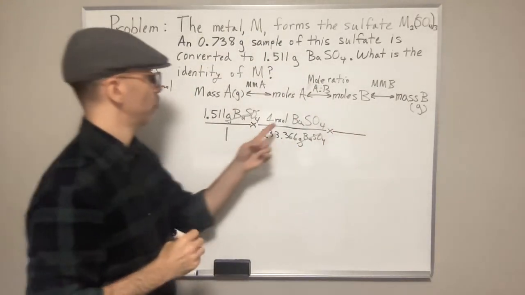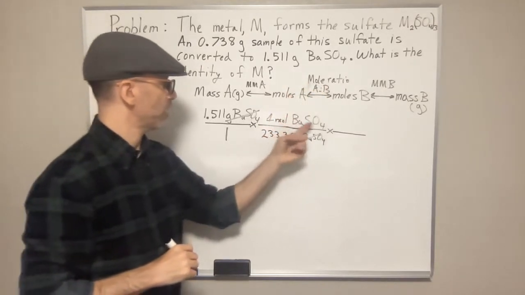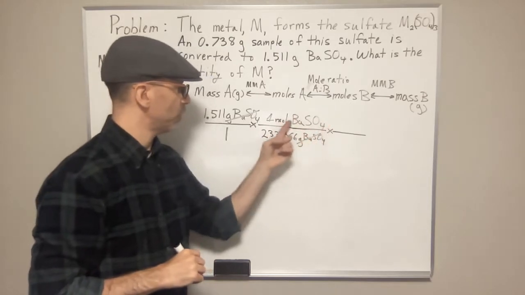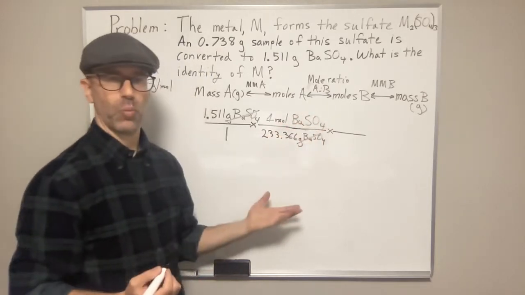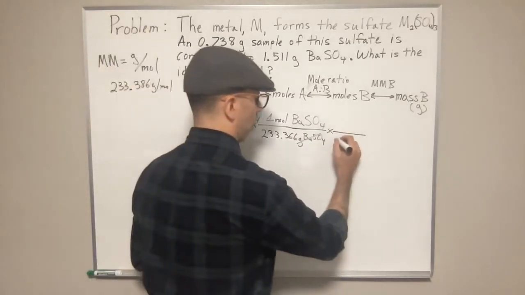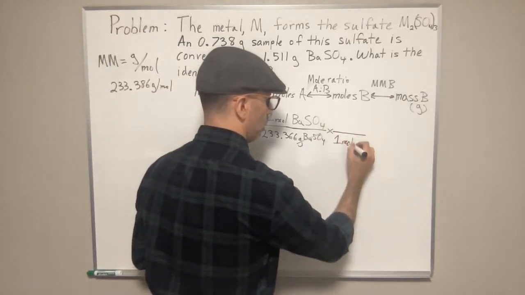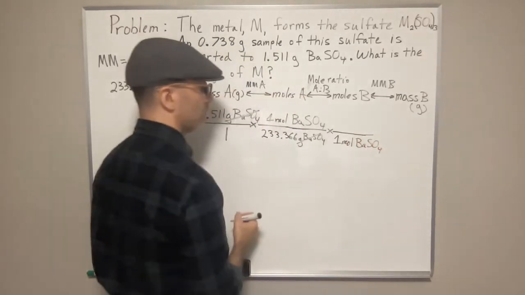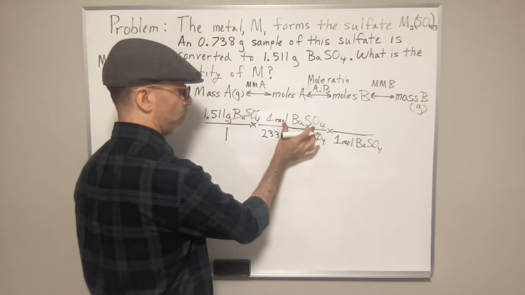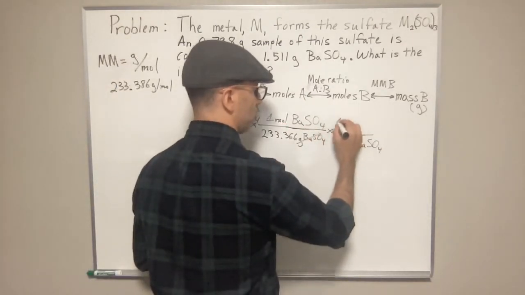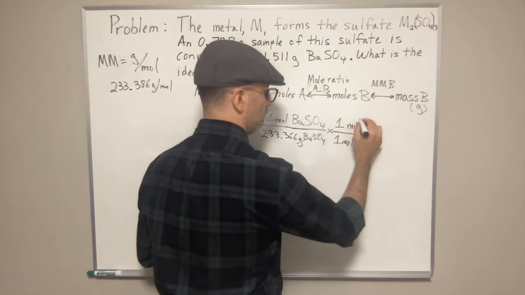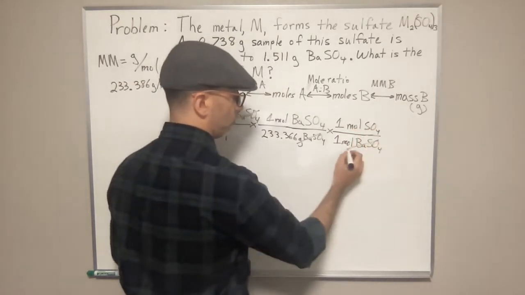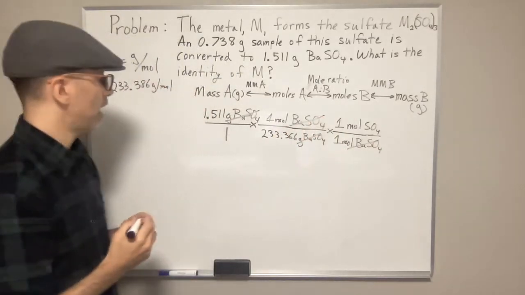So now we're going to do a mole ratio between barium sulfate and sulfate. And as you can see from the formula, for every one formula, you have 1 barium sulfate. So it's 1 to 1. So we're going to have 1 mole of the barium sulfate on the bottom to cancel out with moles of barium sulfate on top. And we're just going to have sulfate on the top. So 1 mole of sulfate. So moles of barium sulfate cancel out.